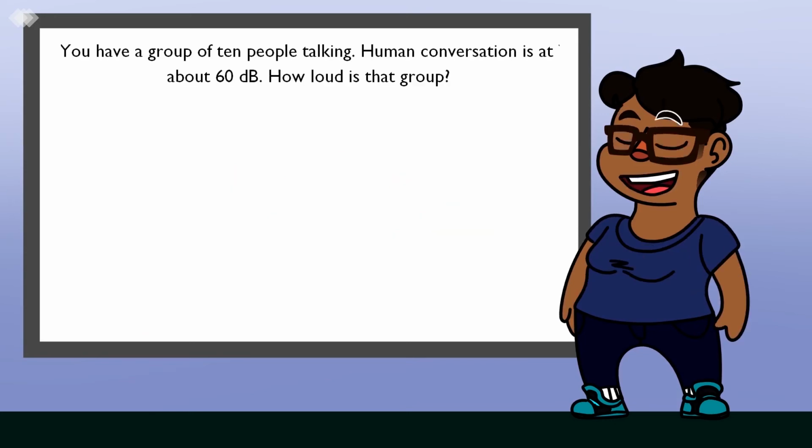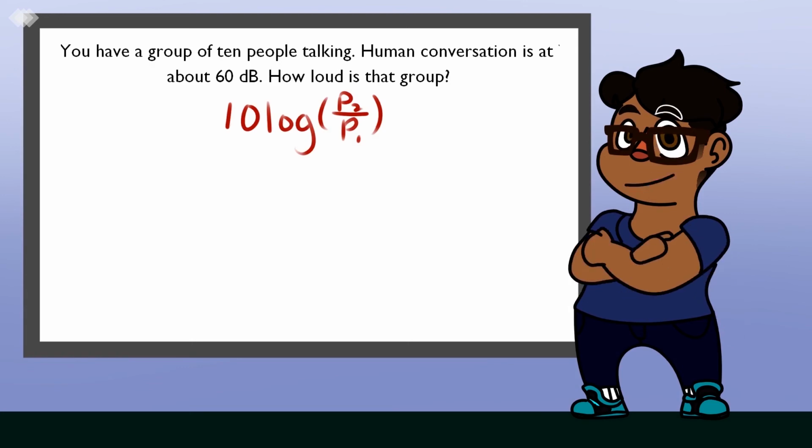Now, here is one on your own. You have a group of 10 people talking. Human conversation is at about 60 decibels. How loud is that group? Here's the equation for reference. I'll give you a minute. Pause if you need to. Done? Okay, let's see how you did.